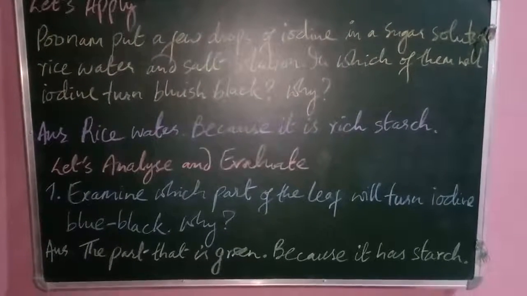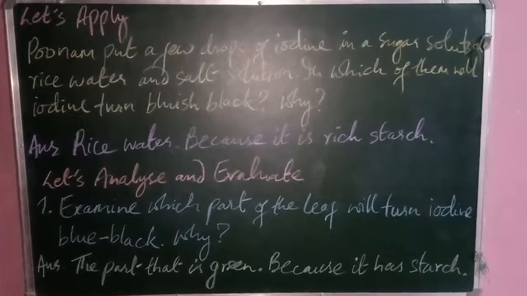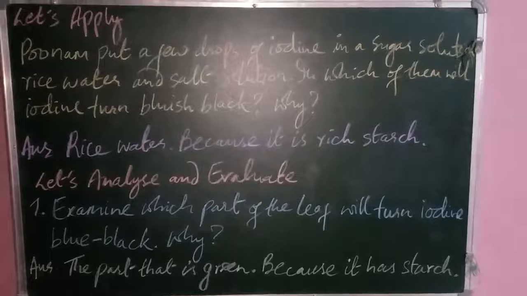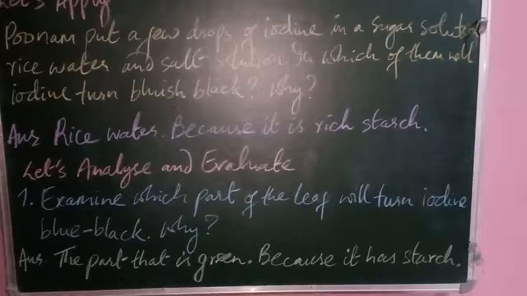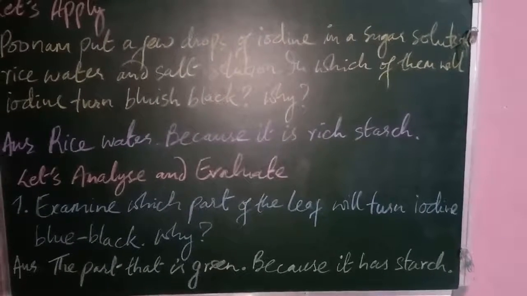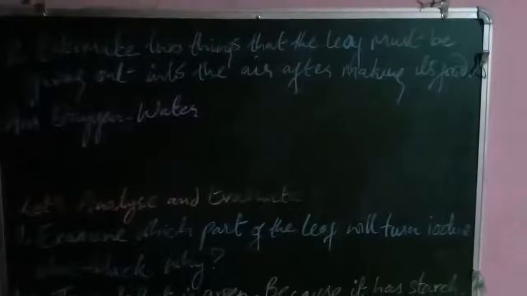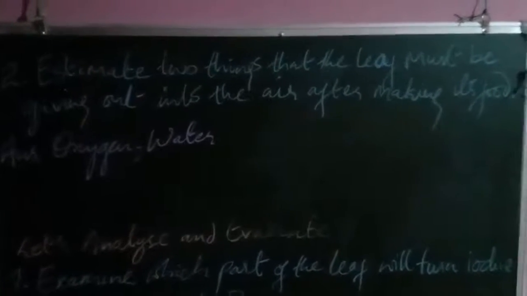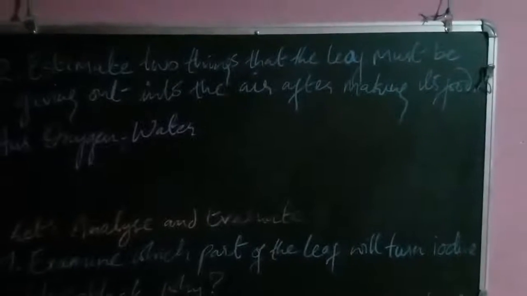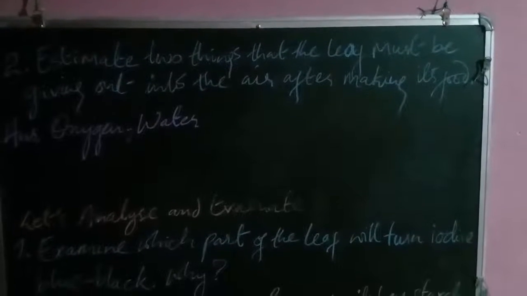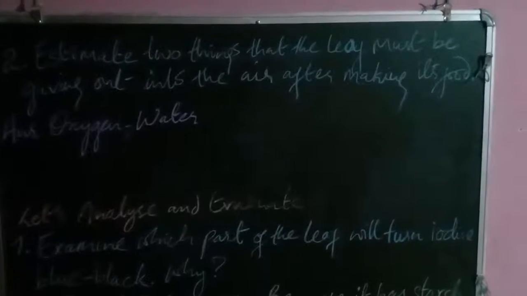Then we have, let's analyze and evaluate question. Question number 1. Examine which part of the leaf will turn iodine bluish black and why. So you have to write the part that is green because it has starch. Okay. Next we have, and the last question we have is, estimate two things that the leaf must be giving out into the air after making its food. So you have to write oxygen, full stop, water.